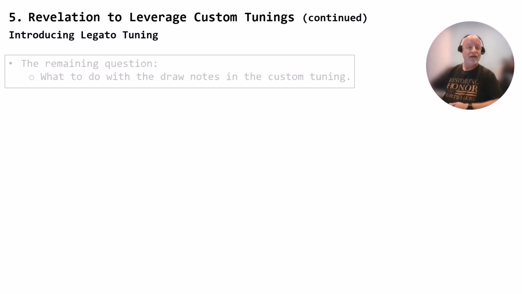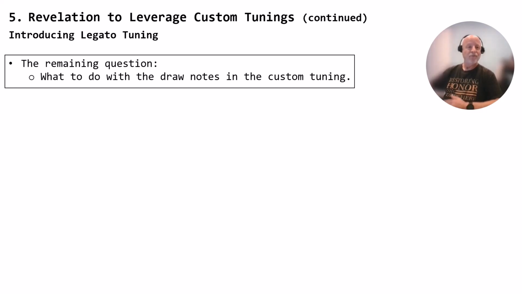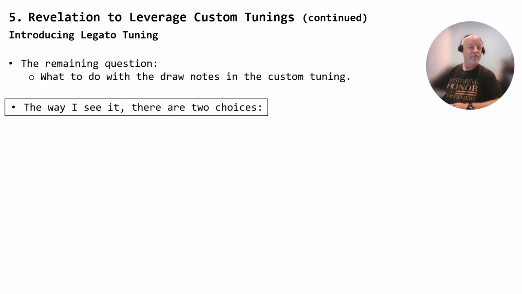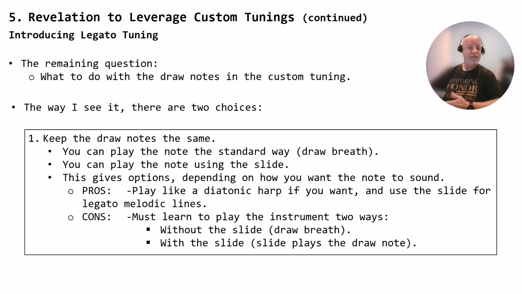So, introducing the legato tuning. The remaining question was, what do you do with the draw notes now? Now you're using the slide for what were the draw notes. So what do you use the draw notes for? The way I see it, there are two choices. Just keep the draw notes as they are, the same. So you can play the note the standard way, by drawing, or you can play the note using the slide. It gives you options depending on how you want the note to sound.